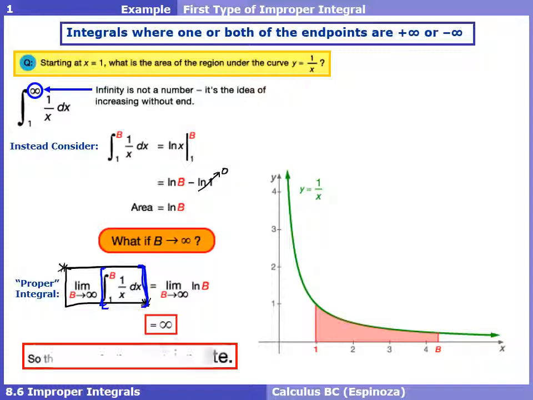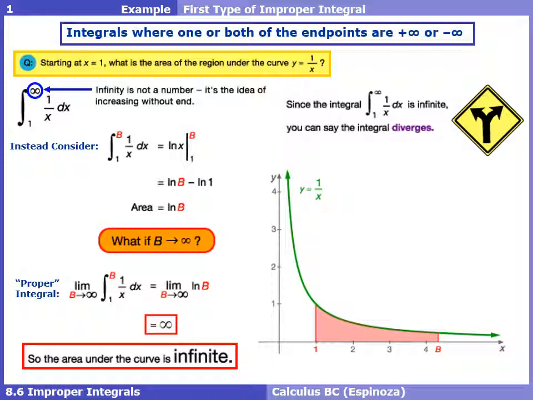So what did we discover? Well, we discovered that the area under the curve from 1 to infinity is infinite. And I hope that shouldn't really be much of a surprise to us. Of course, if this area keeps on going forever and it never stops, then of course that area should be equal to infinity.